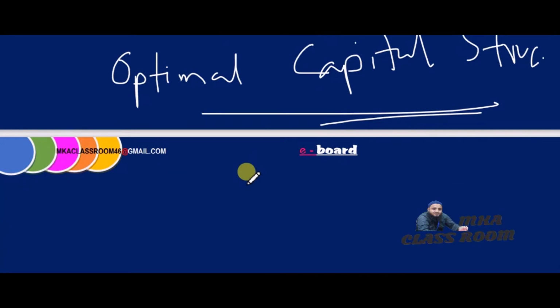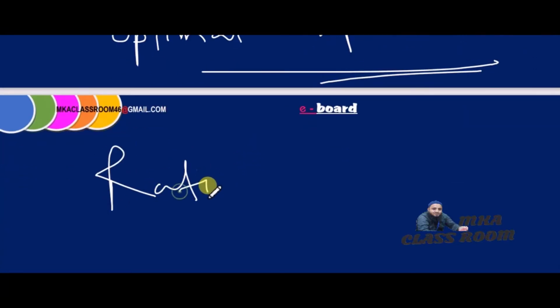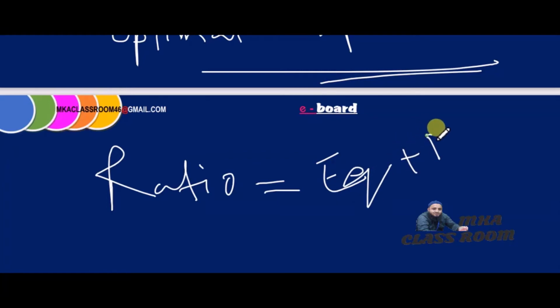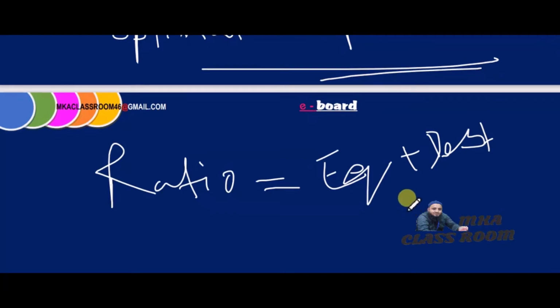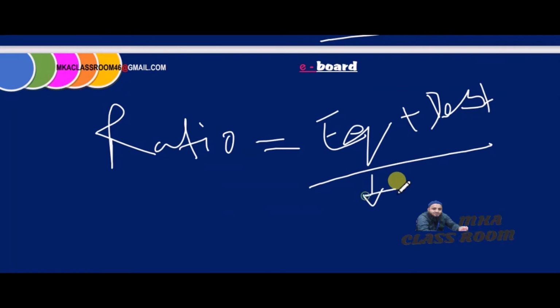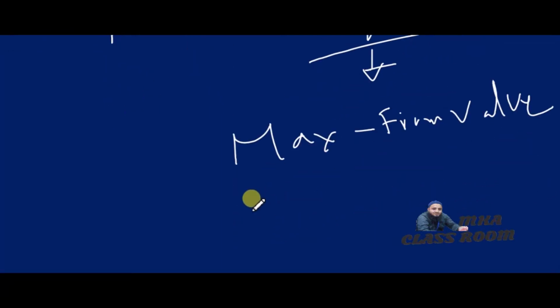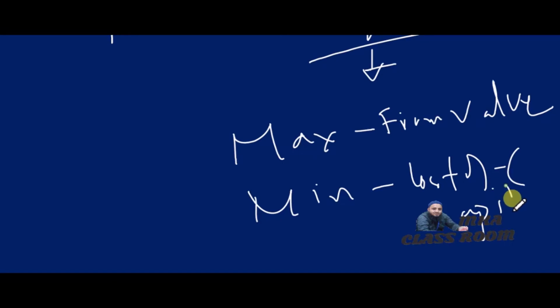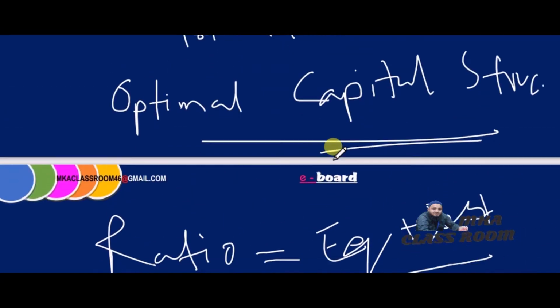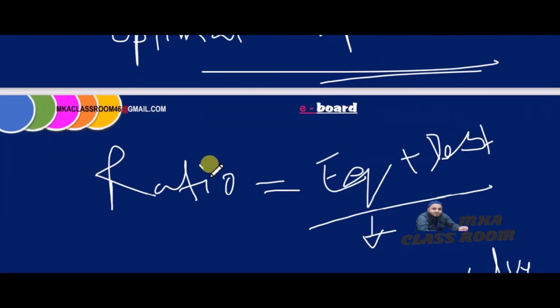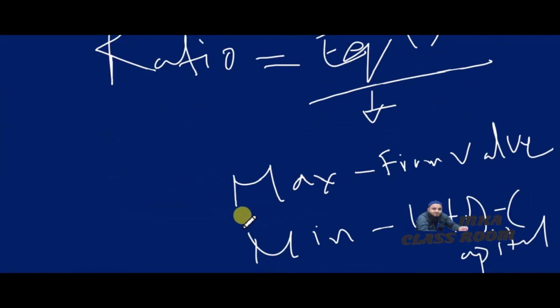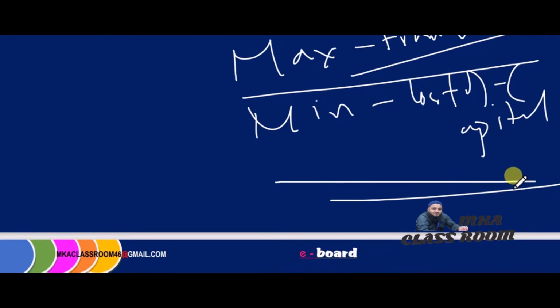Optimal capital structure actually is that point. It shows the ratio of debt and equity, or equity and debt, in a way that maximizes the total firm value and minimizes its cost of capital. So optimal capital structure is that ratio of debt and equity which maximizes the firm value and minimizes its cost of capital.